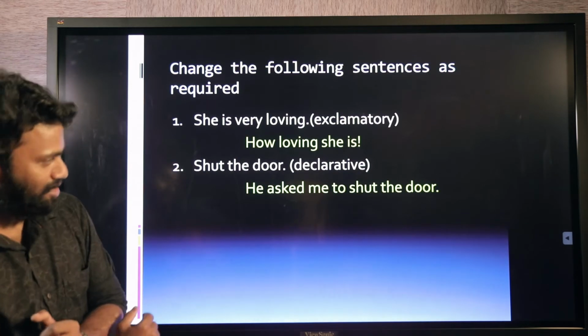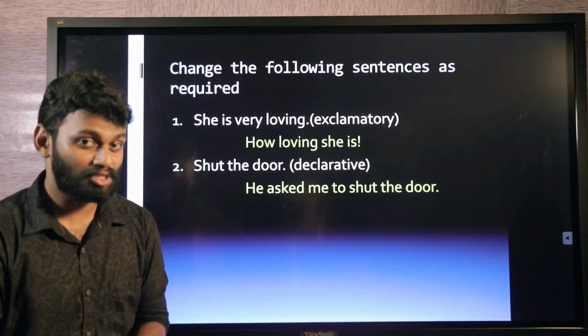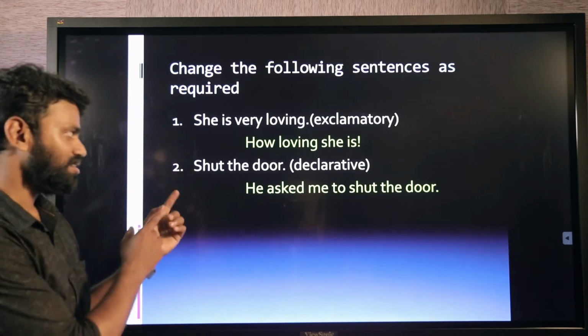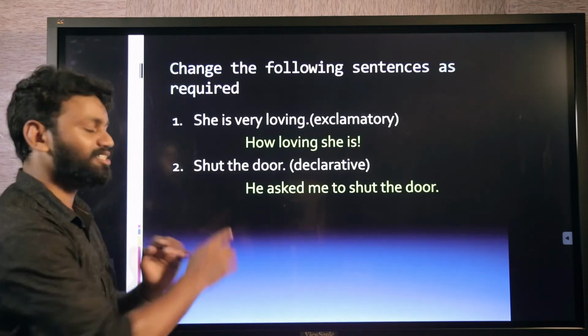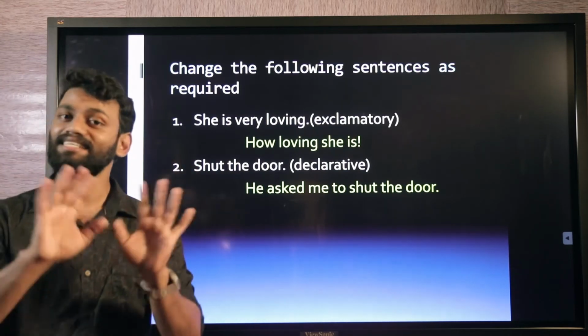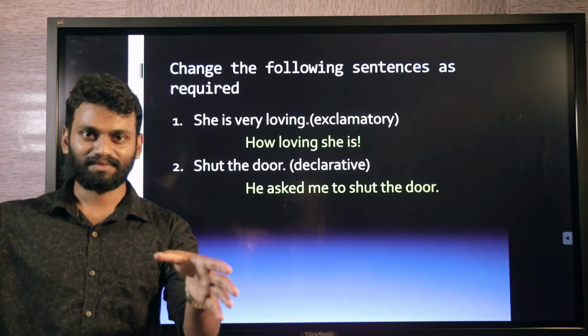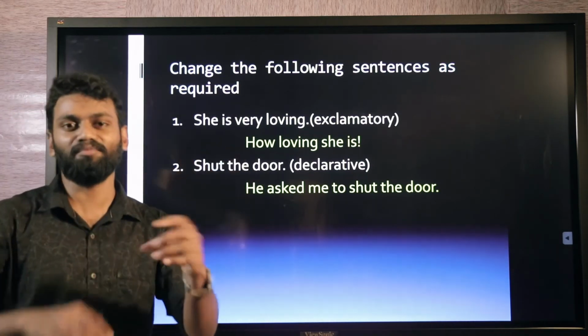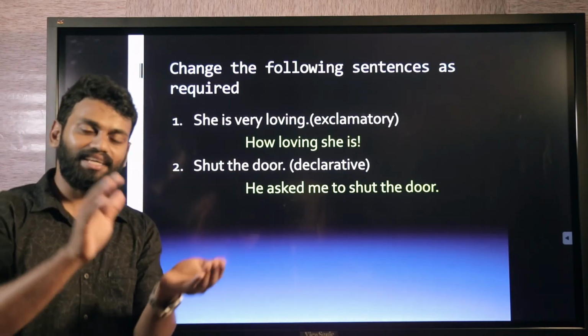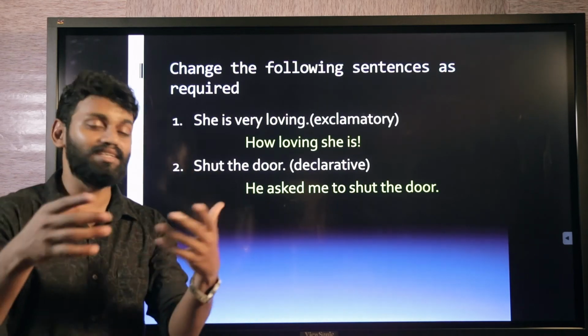Anyway, let me show you the answer. He asked me to shut the door. Quite simple. What you need to keep in mind is, shut the door is a sentence said by someone. Close the door, sit down, stand up, all these are commands. And they are all sentences said to others by someone.